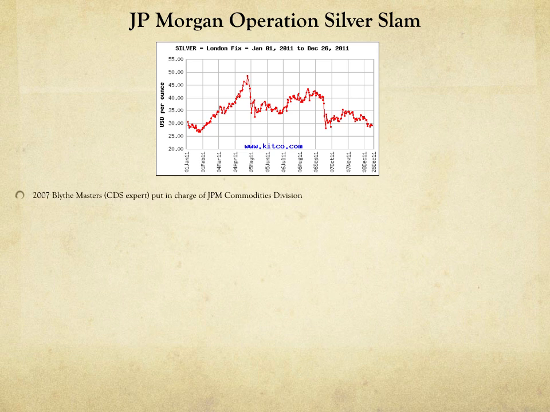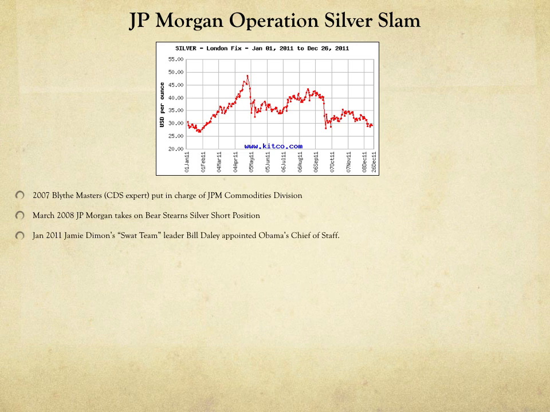Note, in 2007, Blythe Masters, the Wicked Witch herself, a credit default swap expert, so to speak. Many people blame her for the crash in 2008 of the credit default swaps. She was moved from the credit default swap area and put in charge of JP Morgan Commodities Division, because commodities is all about derivatives. In March 2008, JP Morgan takes on the Bear Stearns silver short position. That's what really killed Bear Stearns, is their gigantic short position in silver.